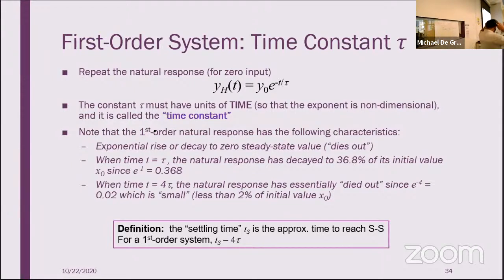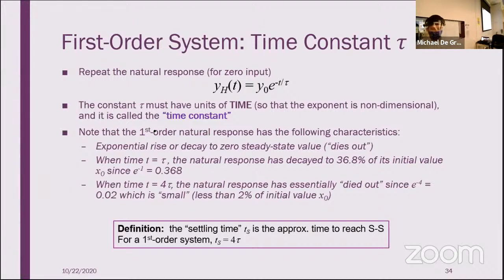Okay. So e to the -1 is 0.368, right? So when we've gone one time constant, our transient response has decayed by 37%. When we reach 4 time constants, when t is equal to 4 tau, we consider the natural response to have died out. We consider it to be at steady state at 4 tau.